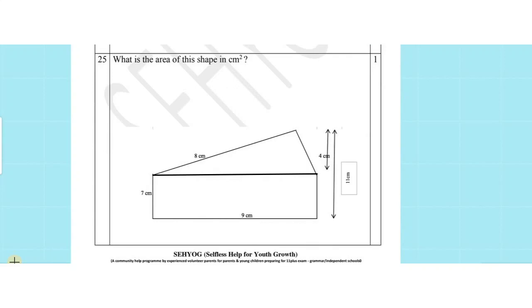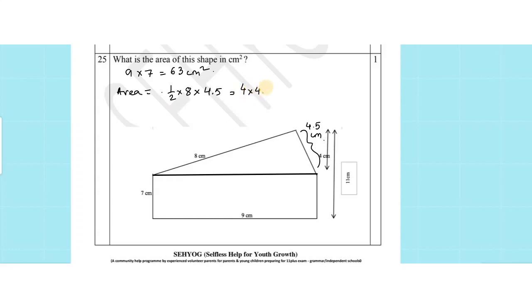In question number 25, the area of the whole shape has to be found out in centimeters squared. So we start with the area of the rectangle. Length is 9 and width is 7. So 9 times 7, 63 centimeters squared. The base of this triangle is a little more than 4, so 4.5 centimeters. We take the area of the triangle as base times height by 2. So that is 8 times 4.5 by 2.